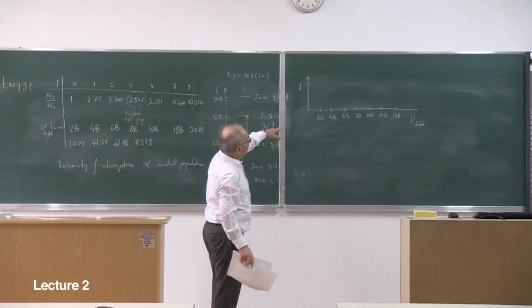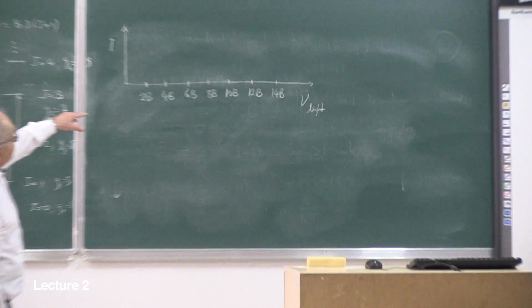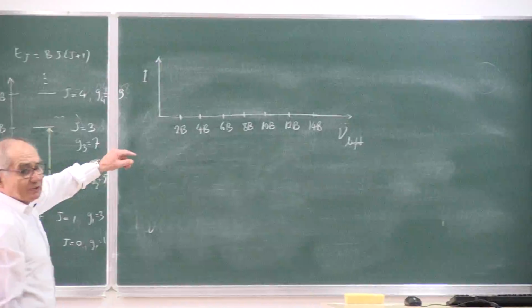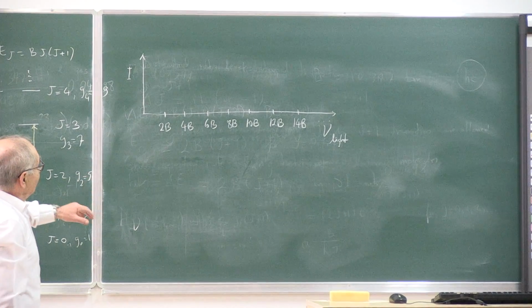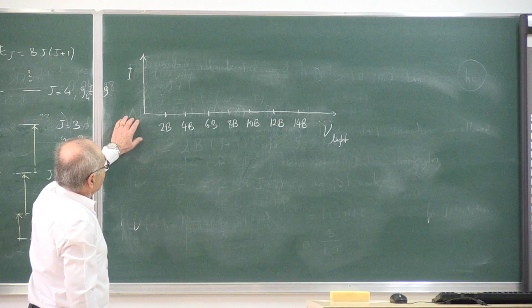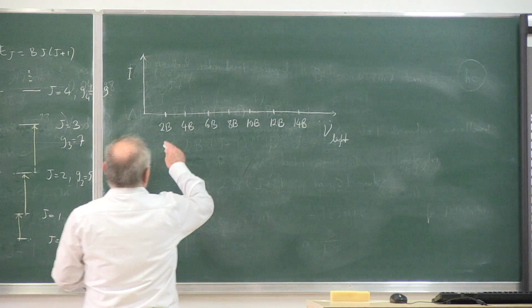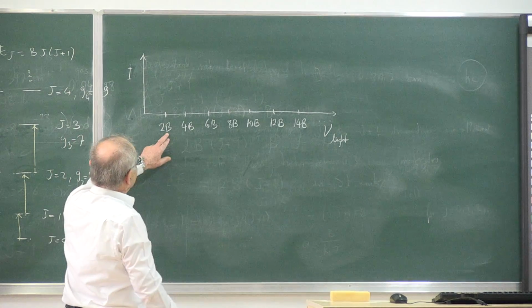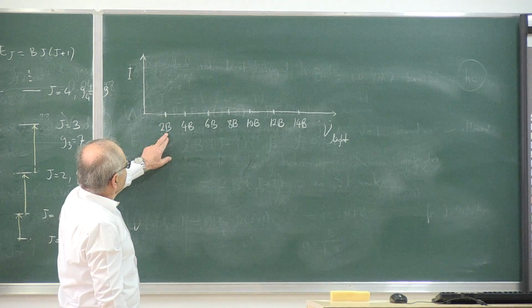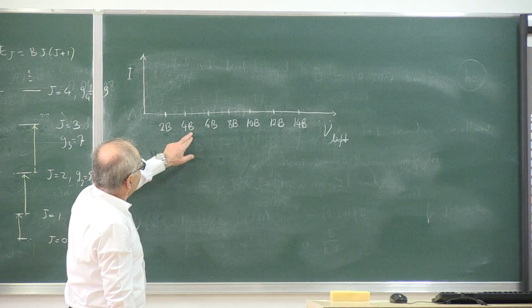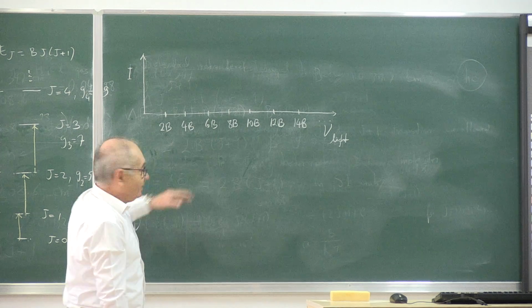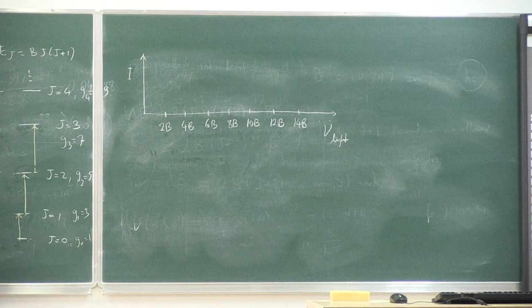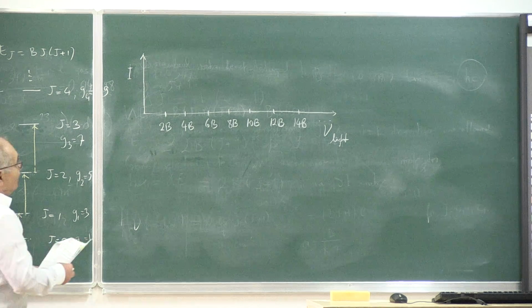Let us show the frequencies of absorption in such a diagram. Photons with frequency 2 times B will be absorbed, 4 times B will be absorbed, 6 times B will be absorbed, and so on, according to the results that you see here.